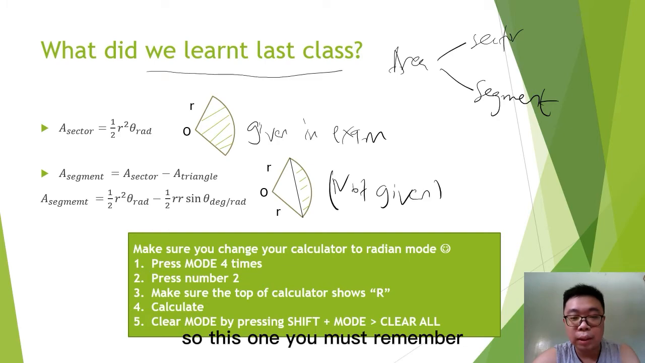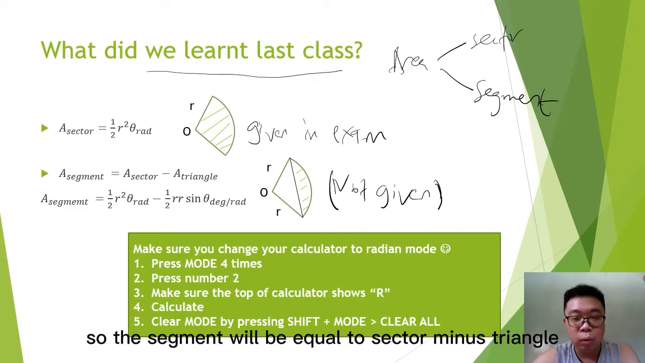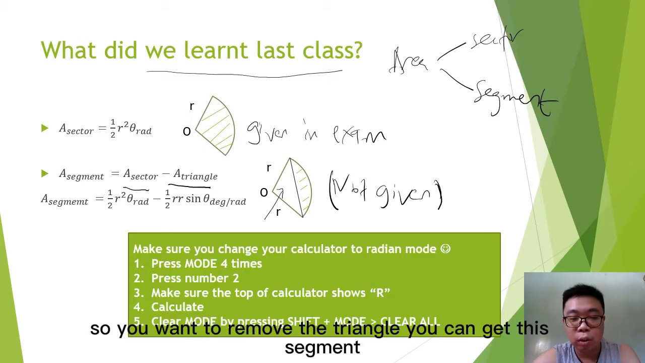So you must remember it or work it out by yourself. For example, when you have this sector and you want to find this segment, the segment will be equal to the sector minus the triangle. This is a sector and this is your triangle. You remove the triangle, and you get this segment.